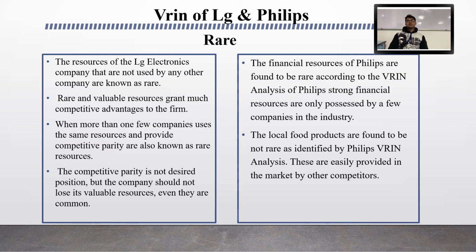Rare. The resources of an electronics company that are not used by any other company are known as rare. The financial resources of Philips are found to be rare according to the VRIN analysis of Philips. Strong financial resources are only possessed by a few companies in the industry. Rare and valuable resources grant much competitive advantage to the firm. And in Philips, the local food products are found to be not rare as identified by Philips VRIN analysis.